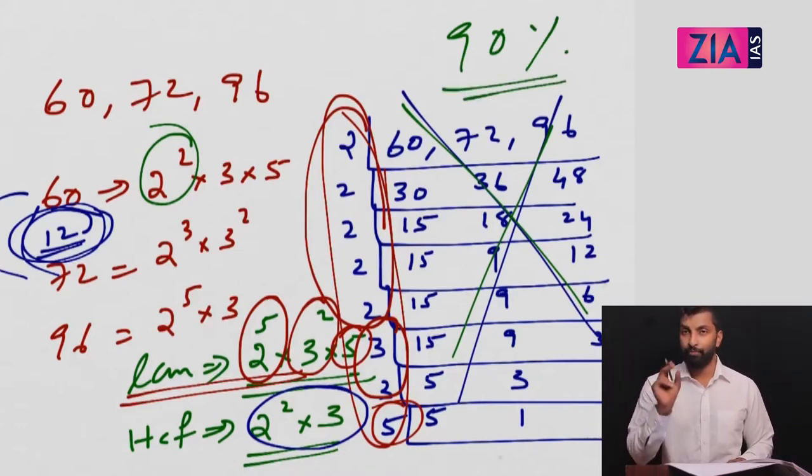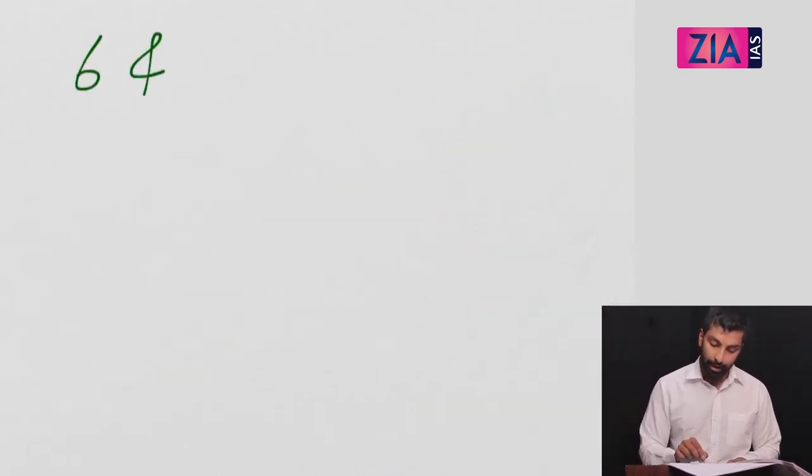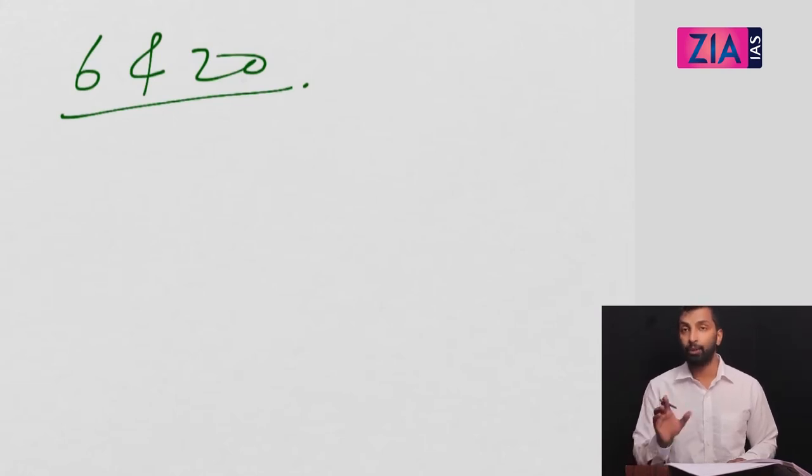Now if you want to have more clarity, let me take some simple numbers. Let's take 6 and 20. Let's understand LCM and HCF through prime factorization by using a Venn diagram.